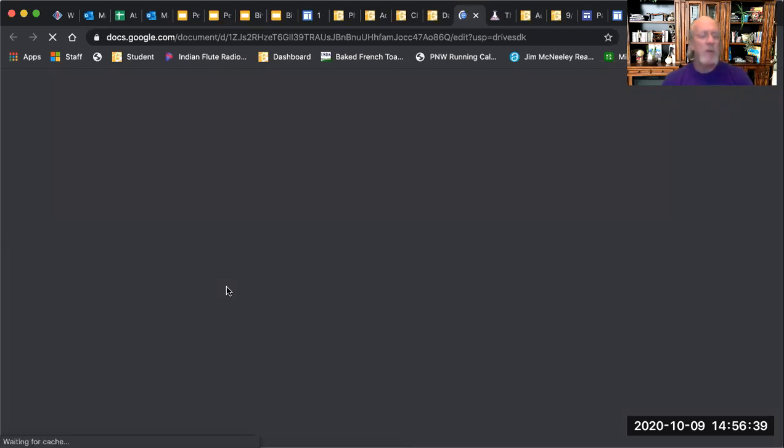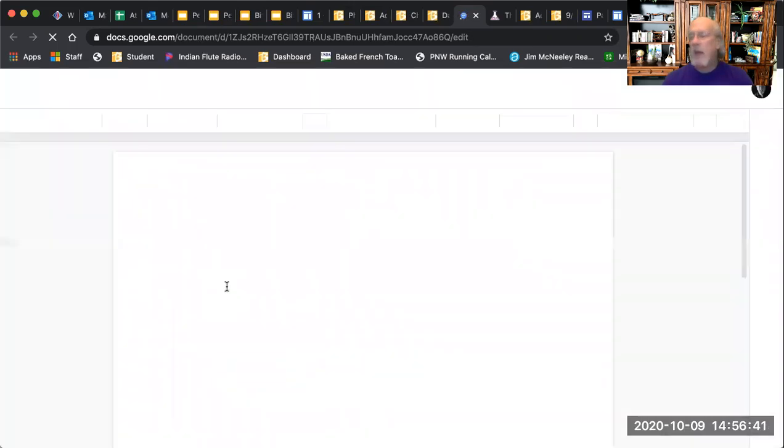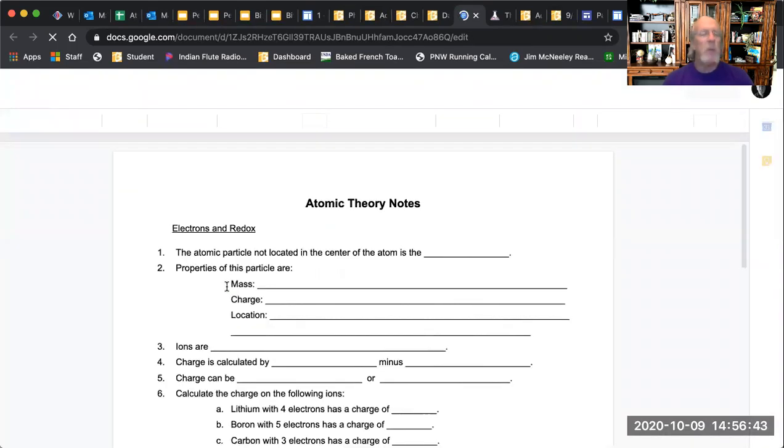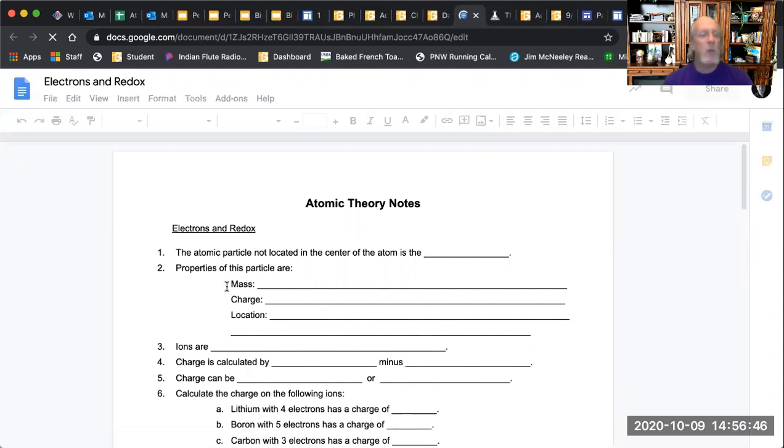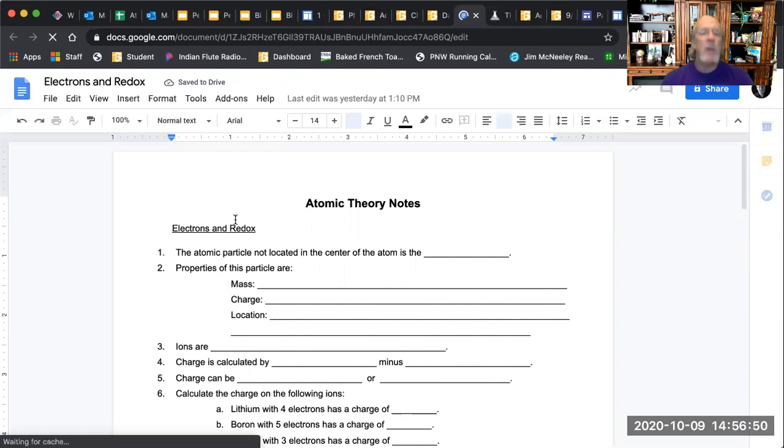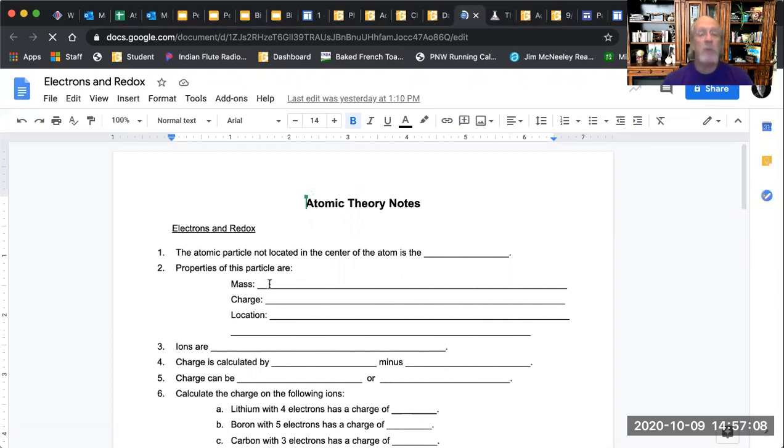So electrons, as you might remember, are that small, elusive little particle that flits around outside the nucleus. And so let's talk about electrons. The atomic particle not located in the center of the atom is the electron. Protons and neutrons are inside the nucleus at the center of the atom. They are the ones that have mass. So the properties of electrons, their mass is, for all practical purposes, 0. So you can write 0.